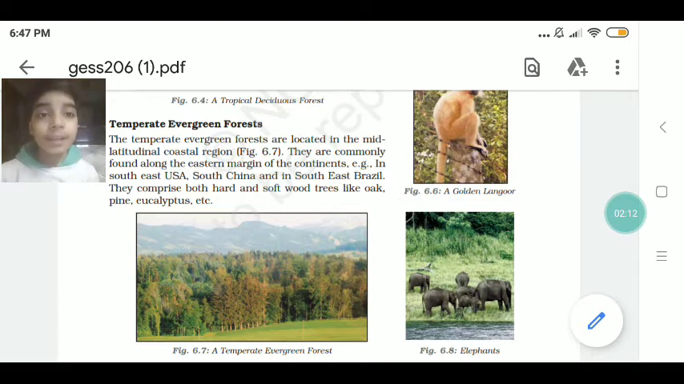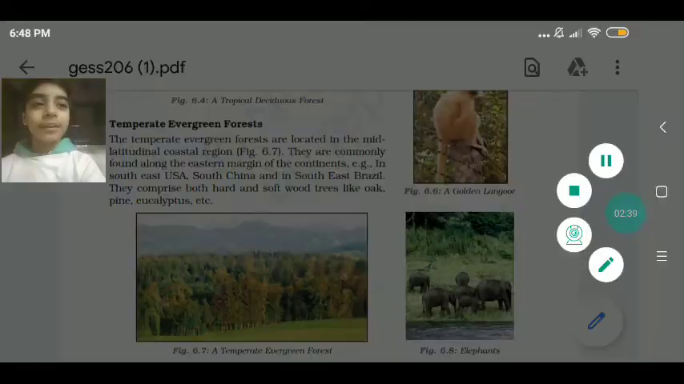So the main points here are: they are found in the mid-latitudinal coastal region. They are commonly found on the eastern margin, and the places where they are found are Southeast China, Southeast Brazil, and Eastern China. Okay, so the main trees found here are oak, pine, eucalyptus. Okay, so let's move forward. Let me tell you the names of the animals which are found here.